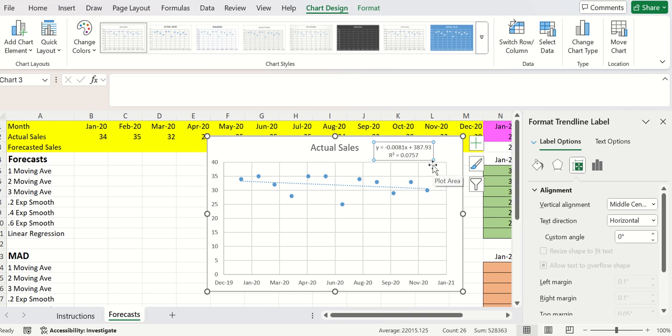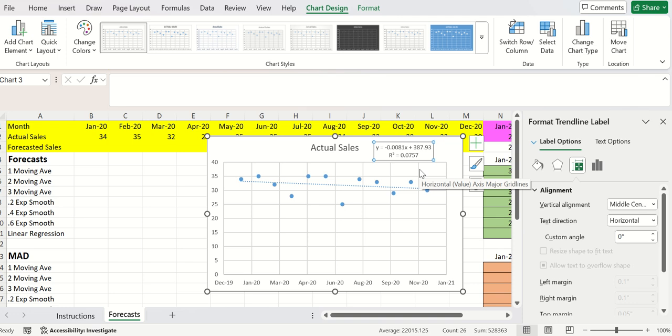Again, on the R-squared, what that means is how much variance in the demand is actually related to time. If you multiply it times 100%, it says that 7.6% of the variance in demand is really based on time alone. Again, not a very high percentage, but it doesn't matter. Excel will do it for you, and then you can decide whether or not you want to use linear regression.